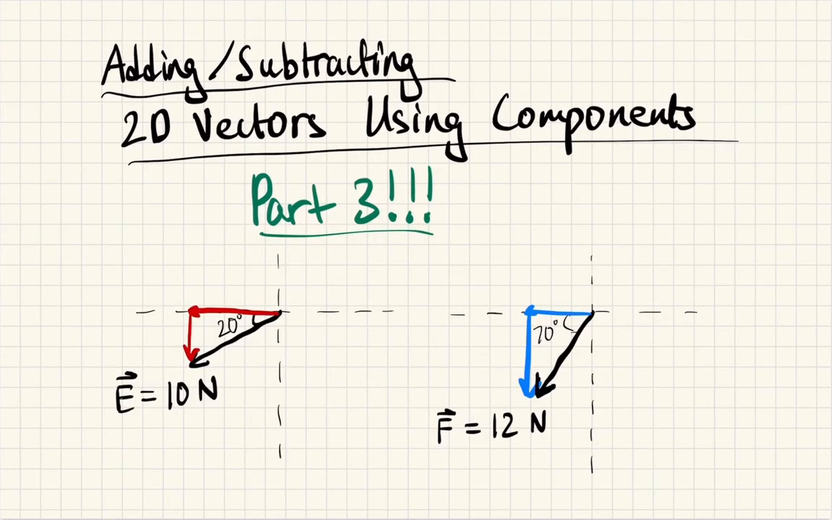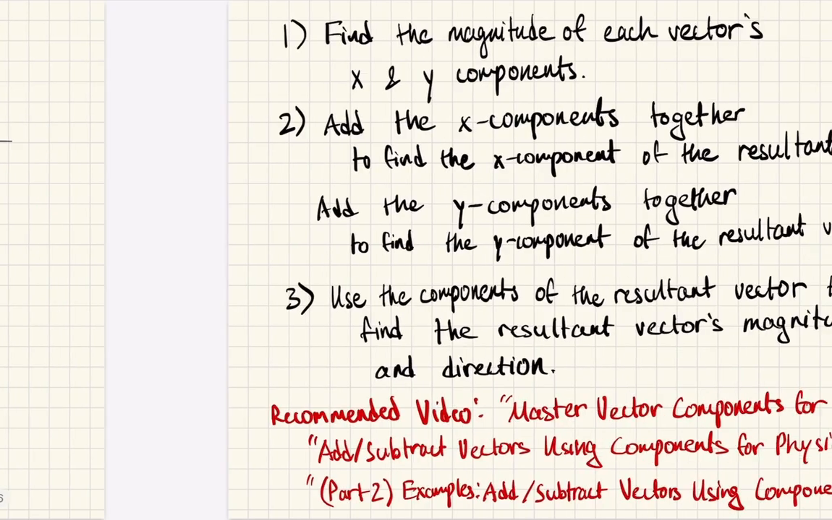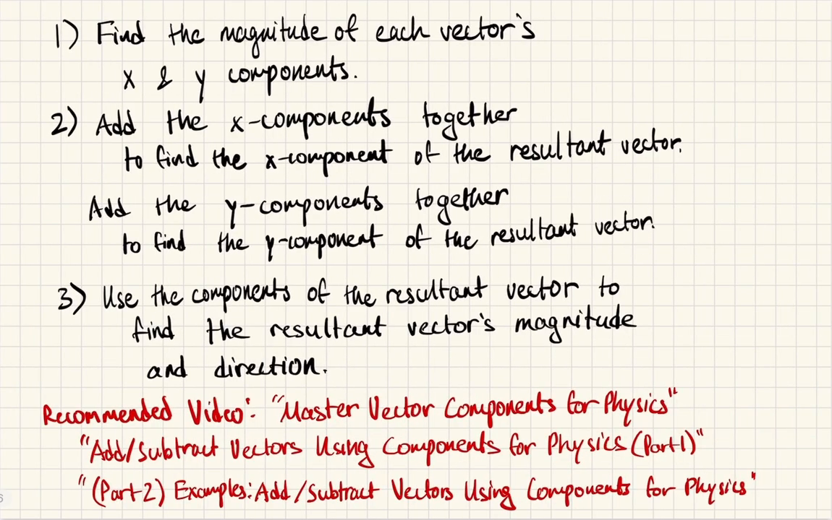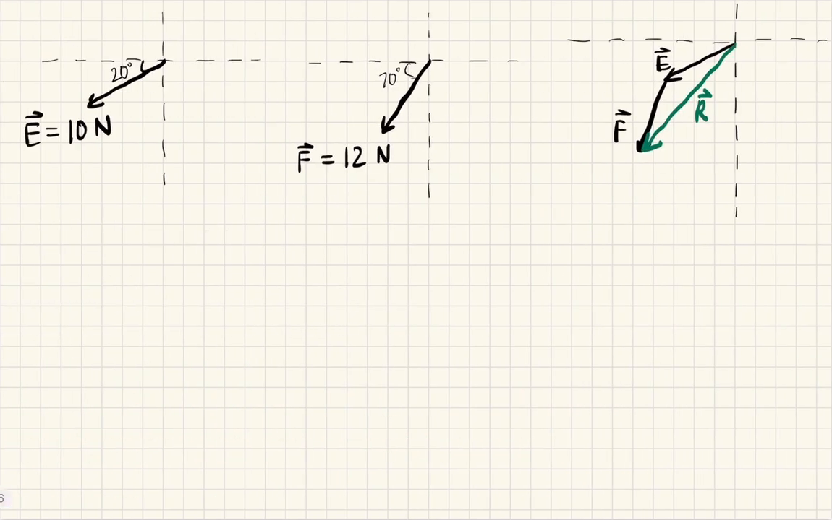This is part 3 of adding and subtracting two-dimensional vectors using components. Okay, so let me remind you of our 3 steps in order to do this. And then in this video, we're going to be adding vector E and vector F. Okay, so let's get started.